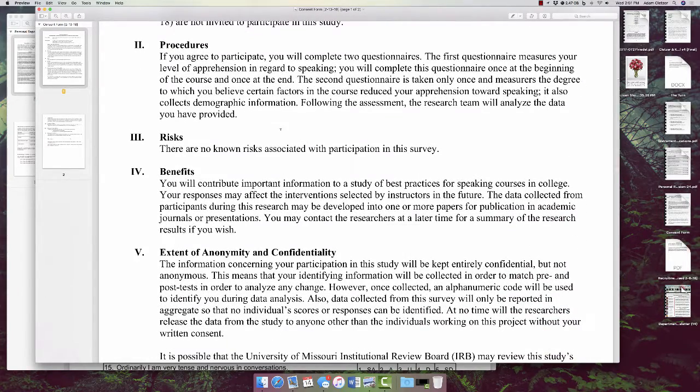In terms of the procedures, so how does it work? They'll take two questionnaires. One's a pre-test and a post-test, and the other is a different instrument. So you'll do the pre-test now, and the post-test at the end of week 16. And then that's the measure of apprehension, and we're checking to see if it changes. And then the other one is which factors they thought helped ease their apprehension, if any.